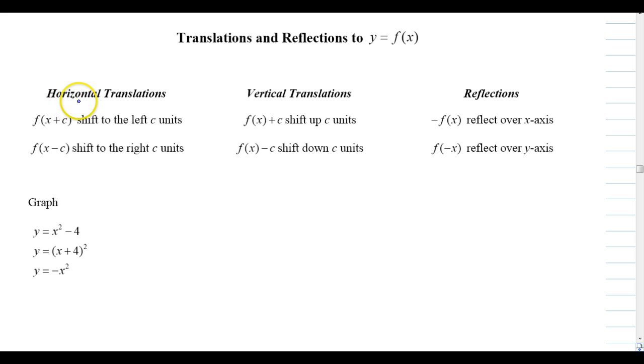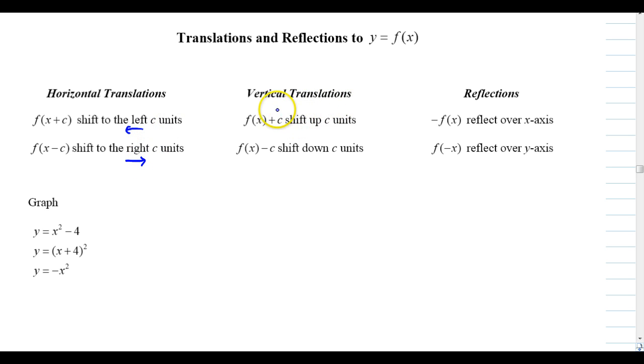So we shift horizontally, left or right, when we're affecting the x value, which should make sense because the x value is on the horizontal axis. So if we ever add to the x value, then we're going to shift the graph to the left c units. And if we ever subtract a number from the x value, then we're going to shift the whole original function to the right c units.